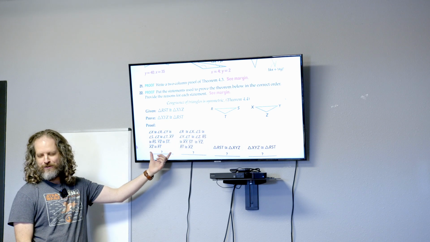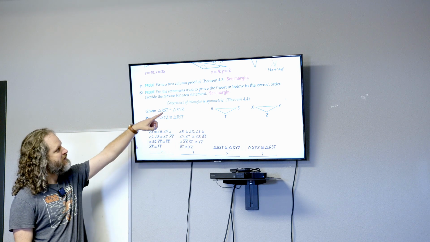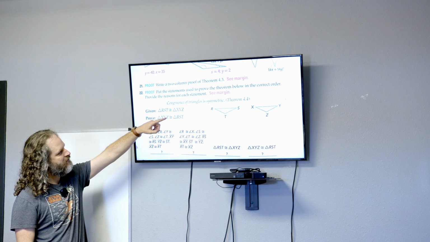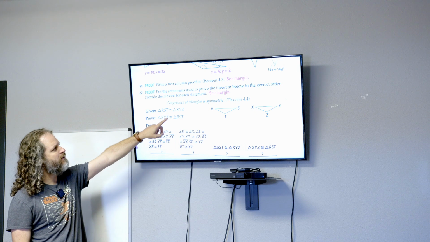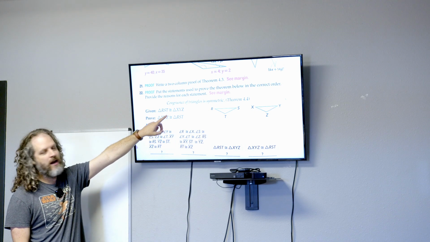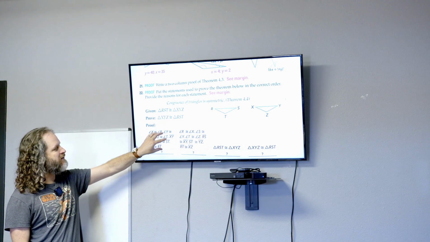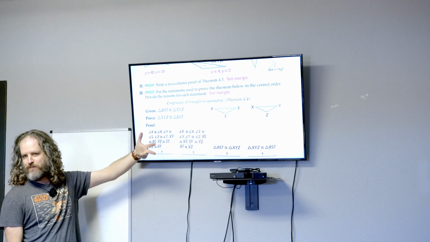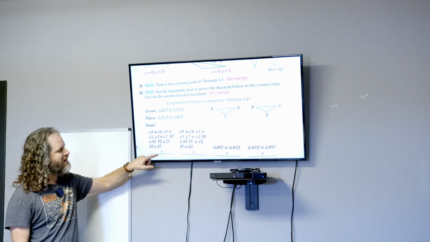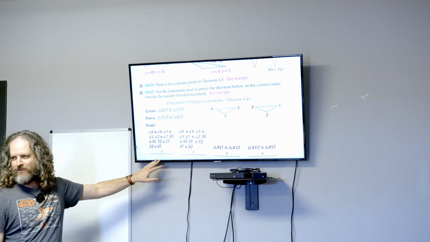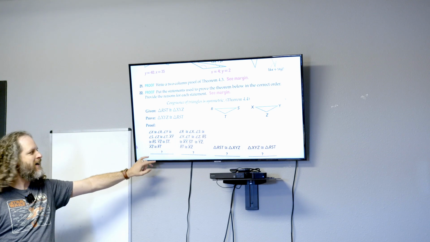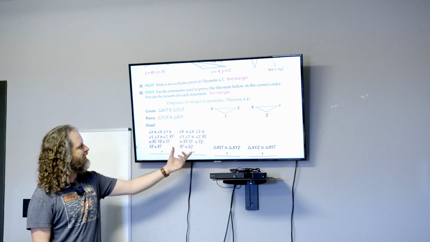CPCTC, corresponding parts of congruent triangles are congruent, because it tells us that RST is congruent to XYZ, right? So it tells us that, and since they are congruent, their corresponding parts are congruent. That's this line. Now what about this one?